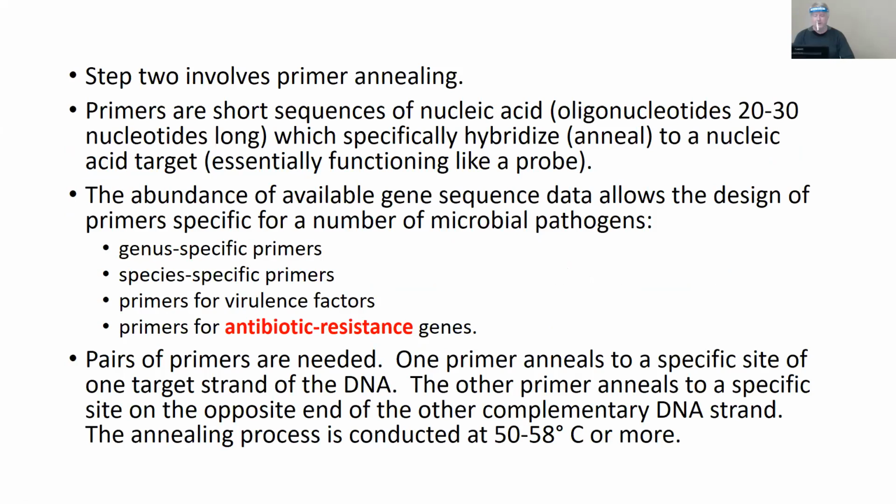Step two involves primer annealing, where we take a primer, a short sequence of nucleic acid, oligonucleotides of 20 to 30 bases, which specifically hybridize, which means anneal, to a nucleic acid target, essentially functioning like a probe. The abundance of available gene sequence data allows the design of these probes, where we get genus-specific primers and species-specific primers. So when they identified COVID's genetic code, then boom, we can start making the primers for that for detection.